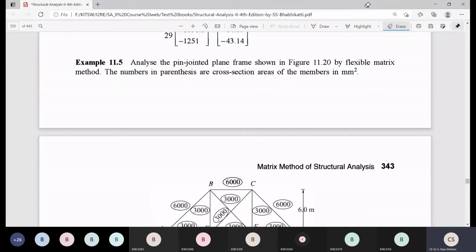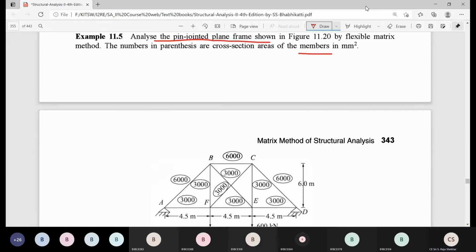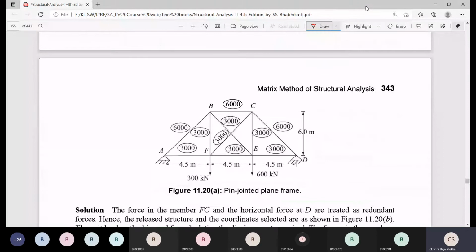Analyze the pin jointed plane frame as shown in figure by the flexibility matrix method. The cross section area is given here. This is the cross section area of the section for this EF member. If you take the cross section, it is 3000 mm squared. So the cross section area is given for different members. Those lengths are also given. Now we need to analyze using the flexibility matrix method.